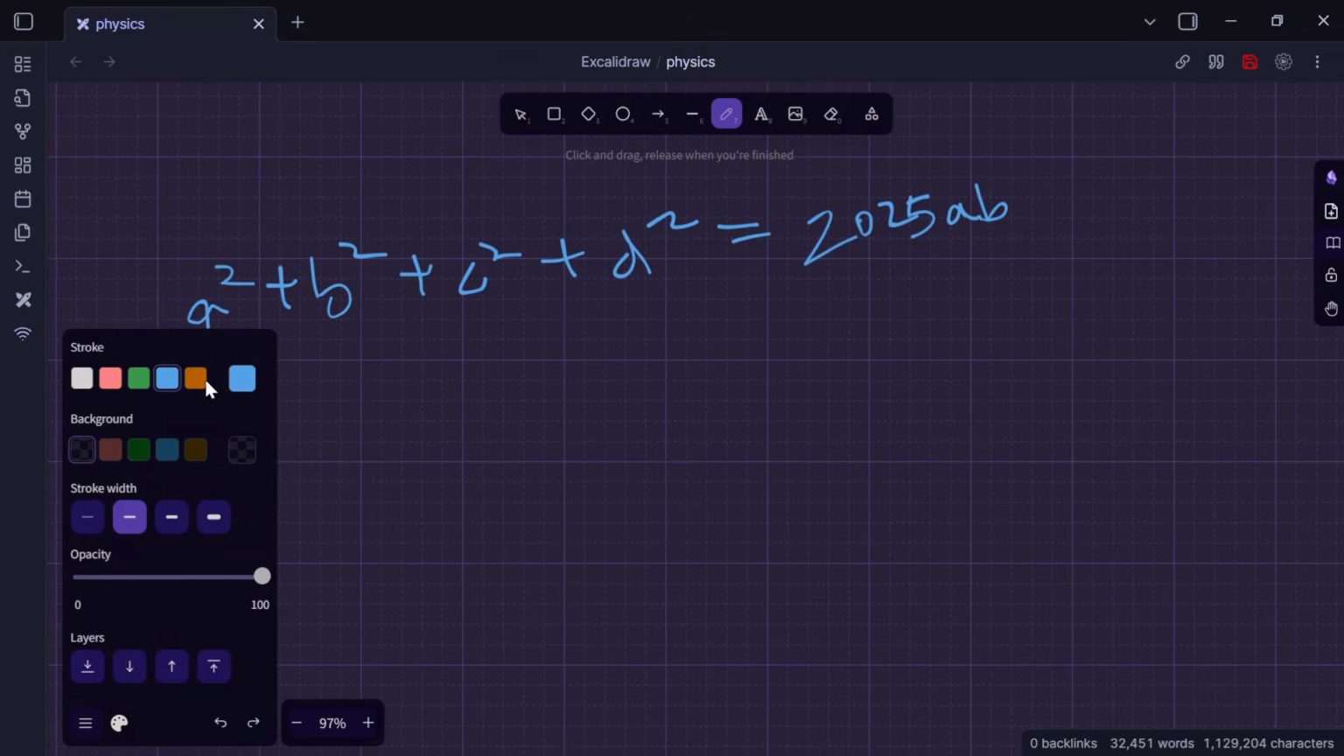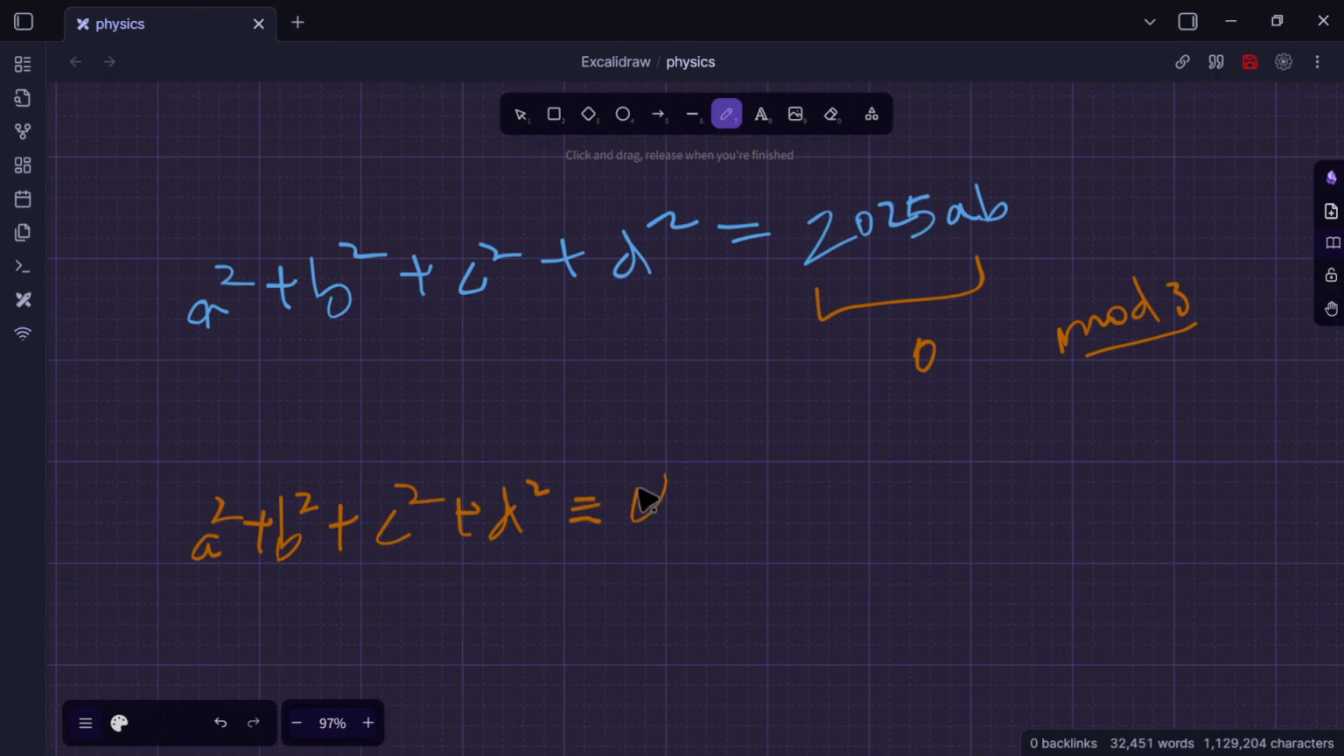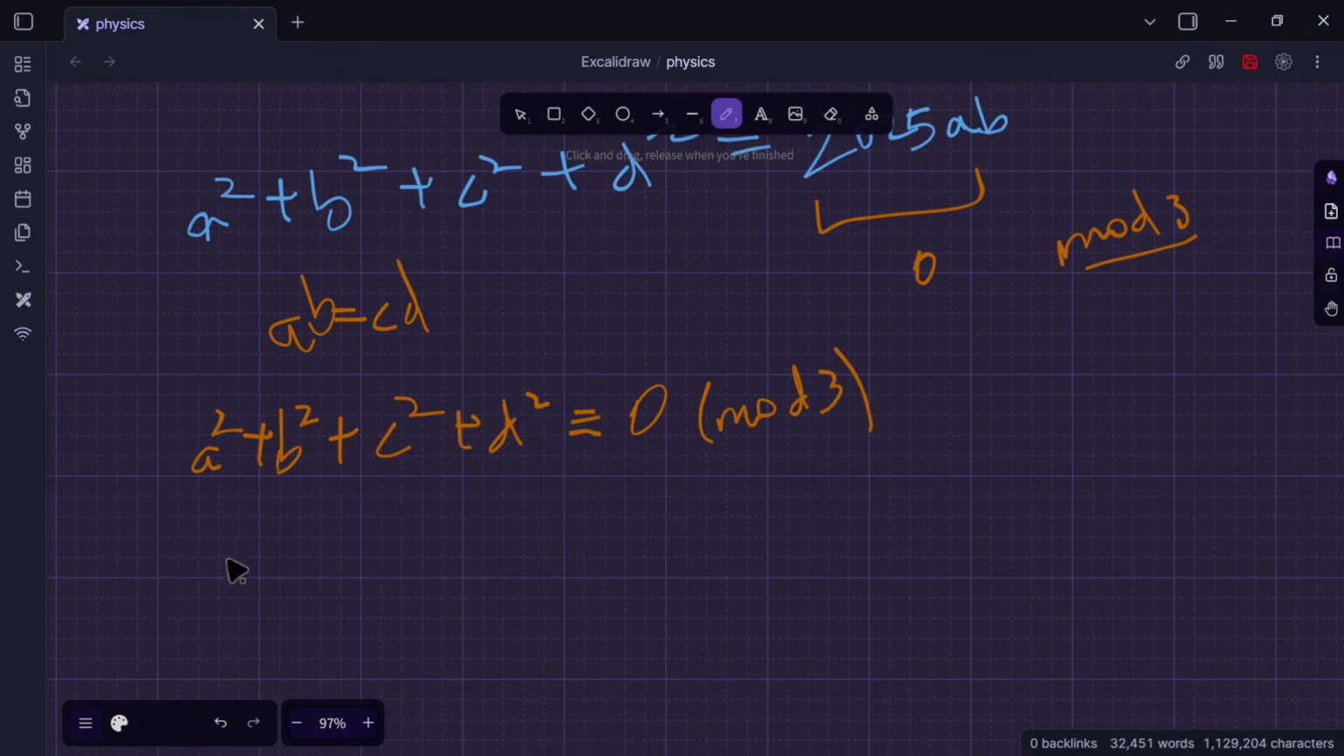And here we can just finish straightforwardly because we can take this equation modulo 3. This just becomes 0 because 3 divides 2025. And we get A squared plus B squared plus C squared plus D squared is congruent to 0 mod 3. And remember that we know AB is equal to CD. We are using the fact that the only squares modulo 3 are 0 and 1, by the way, because 0 squared is congruent to 0 mod 3, 1 squared is congruent to 1 mod 3, and 2 squared is also congruent to 1 mod 3.